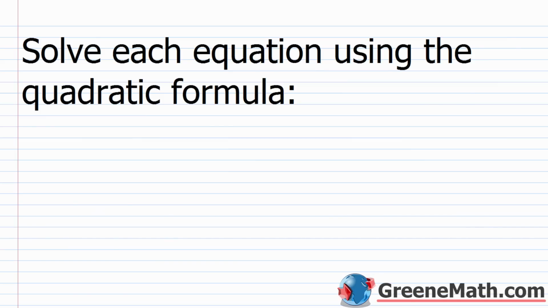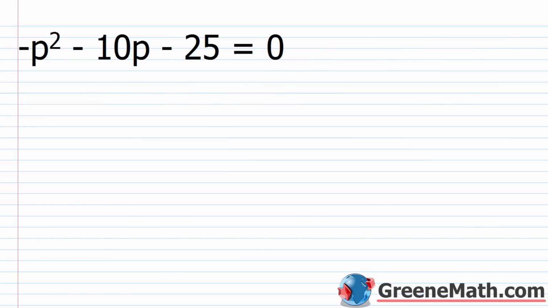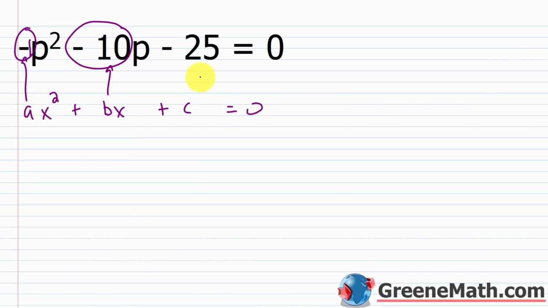All right, so we want to solve each equation using the quadratic formula, and we have negative p squared minus 10p minus 25 equals 0. So again, I want to have this in standard form, which it already is, right? It matches ax squared plus bx plus c equals 0. So a here is going to be negative 1, b here is going to be negative 10, and c here is going to be negative 25.